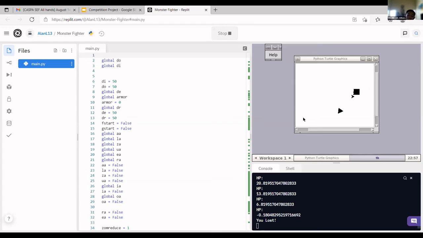And actually, unfortunately, I lost since my HP or health points reached less than zero, and it prints "you lost" and ends the game. But if you were to beat level four, then you would win.